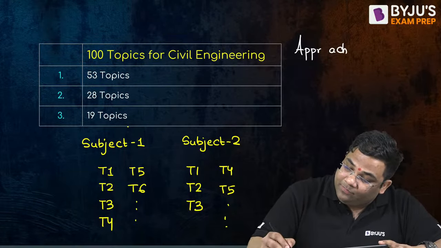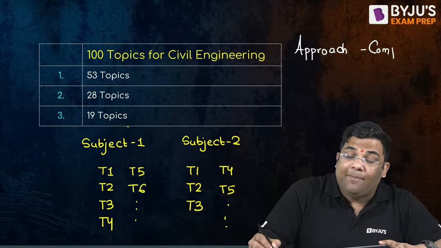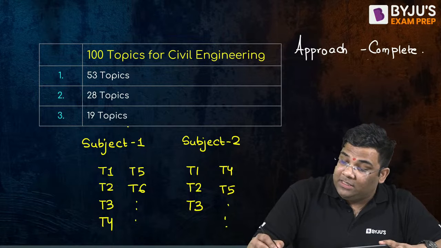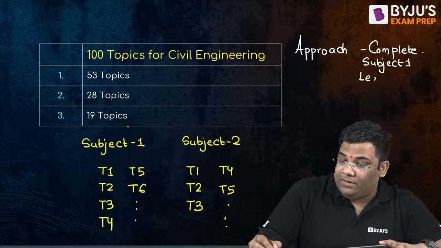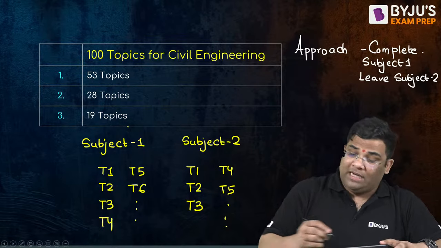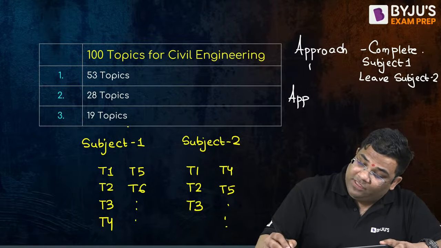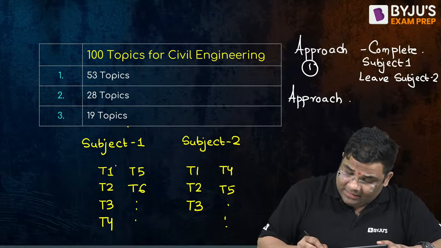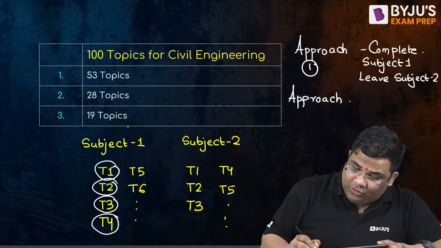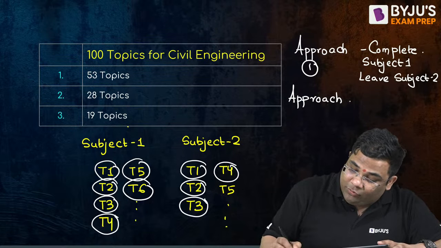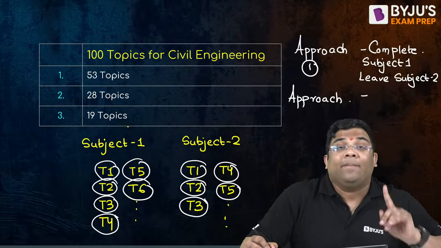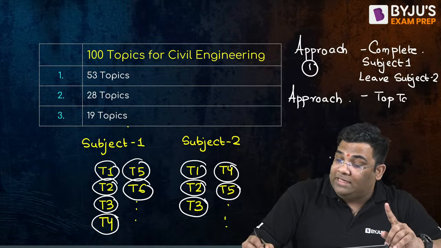Approach one is complete subject one and leave subject two. This is the first approach. And the second approach is, okay, you complete, suppose, the top six topics of subject one and top five topics of subject two. Okay, so I can say you complete top topics of both the subjects.